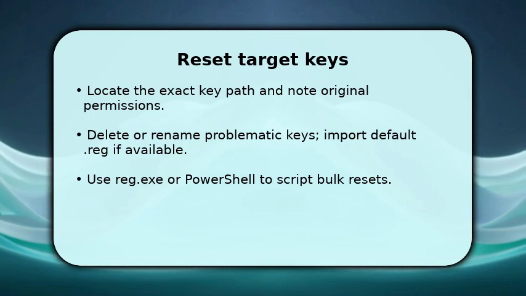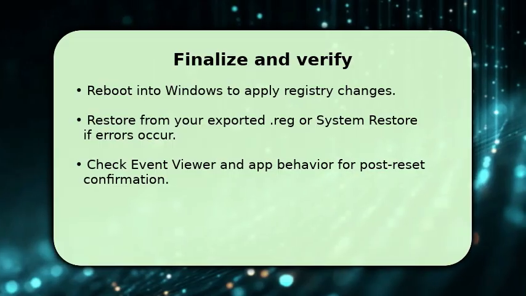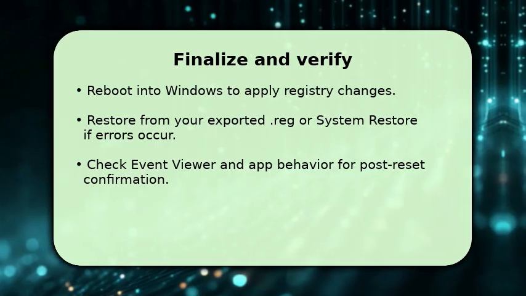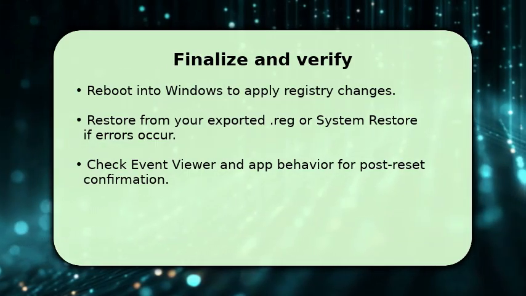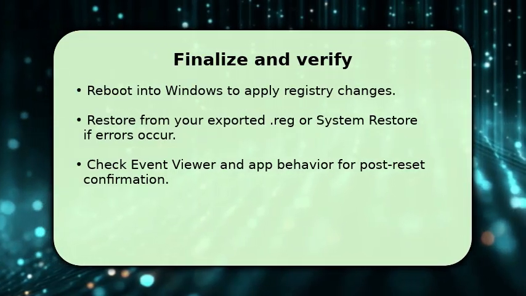You finish by committing and verifying changes. Reboot Windows so services and processes read the new registry state, and then test the affected apps or features. If something goes wrong, restore the exported reg files or use the system restore point you created earlier. This is your primary safety net.